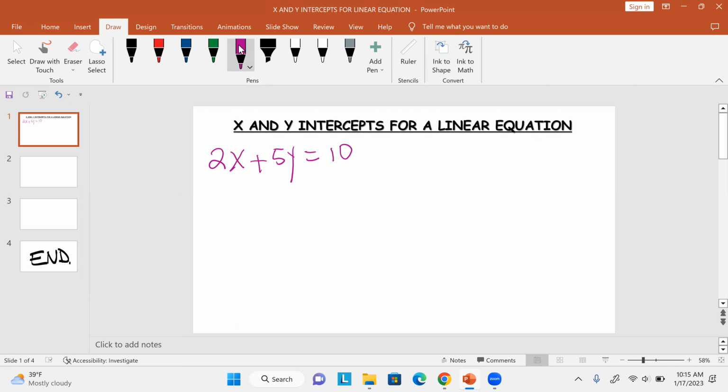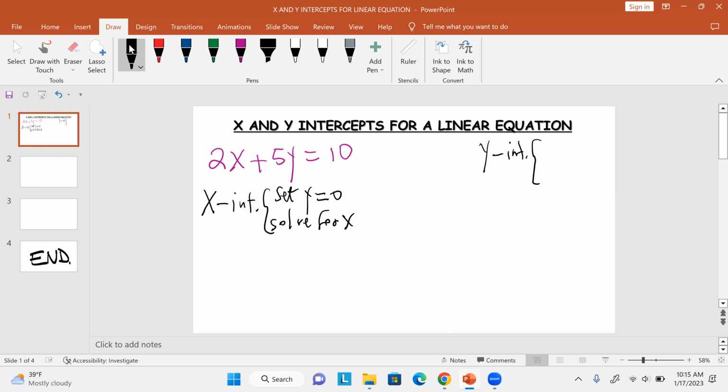So to find the x-intercept and the y-intercept, you have to understand the formula. And this is the formula. X-intercept: you set y to 0 and you solve for x. For y-intercept, you set x to 0 and you solve for y. Based on that, let's find the x-intercept for the given equation.